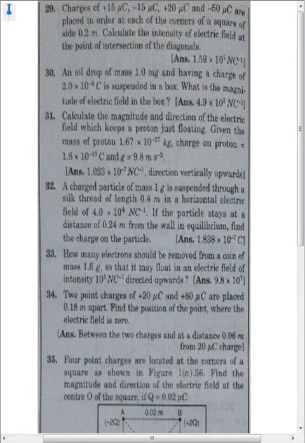Now in the 30th bit, we have an oil drop of mass 1 milligram having a charge of 2 times 10 to the power minus 6, micro, so 2 microcoulomb, suspended in a box. Obviously it is suspended by an external electric field which is balancing it. So what is the magnitude of that electric field that is actually balancing it? So let's try that. The data that we have at hand is 1 milligram of mass and the charge being 2 microcoulomb, and that is balanced.